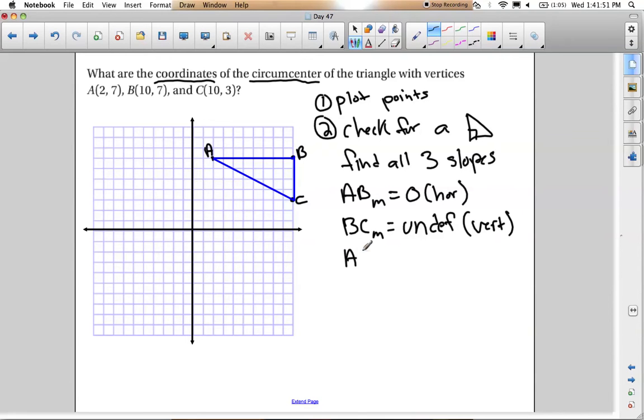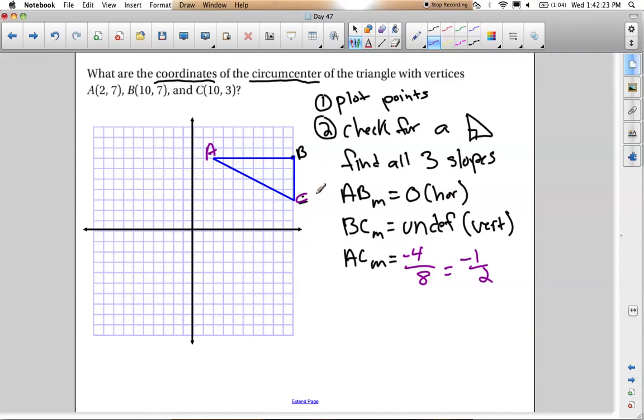And my AC slope is equal to, now let's see, remember slope is rise over run. So I go 1, 2, 3, 4. I go down 4 and over 1, 2, 3, 4, 5, 6, 7, 8, which reduces to negative 1 over 2. Now, since I have my slopes, so there's A and C, check for a right triangle.